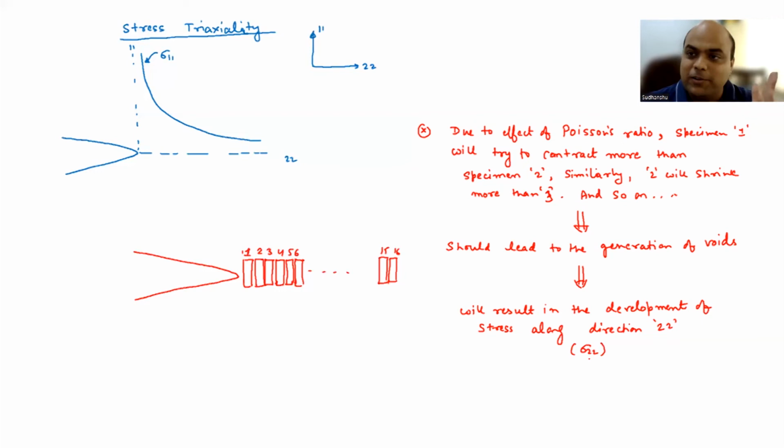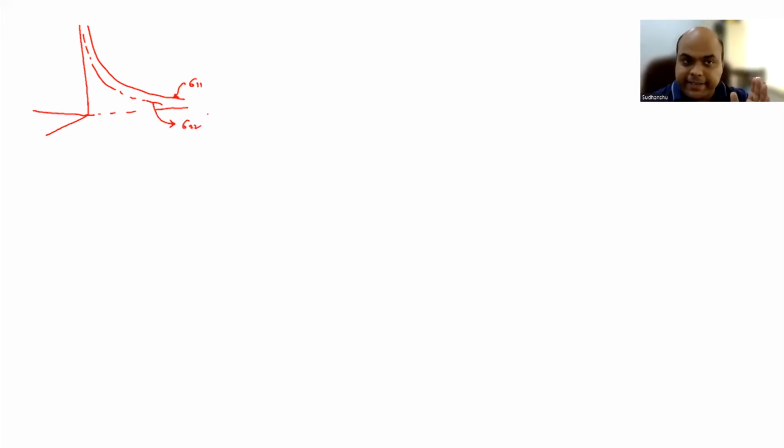We have sigma 1 1, but because of the variation of sigma 1 1 along the crack plane, you are going to have a development of sigma 2 2, right? Now the nature of sigma 2 2 should also follow sigma 1 1, because it is developing because of sigma 1 1. So I have sigma 1 1 like this, okay? Sigma 2 2 should also be something like this. So this is sigma 1 1 and this is sigma 2 2. Ideally, it should be like that. But remember, the crack surface or notch surface here is a free surface. There cannot be any stress along the horizontal direction, right?